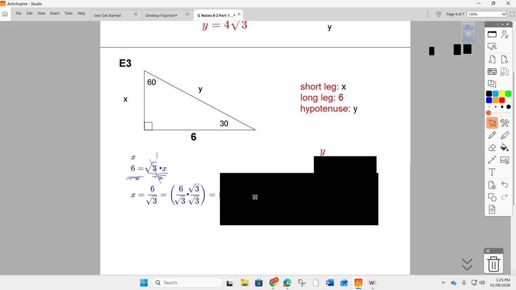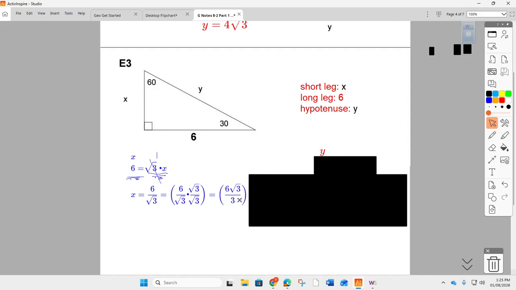So when you multiply the top, 6 times the square root of 3 is 6 square root of 3. But you'll notice on the bottom, I have just 3. Why do I have just 3? Well, they don't cancel. But if you multiply the square root of 3 times the square root of 3, you get the square root of 9. Do you guys remember that from algebra? What is the square root of 9? 3. So that's how that is simplified to 3. The square root of 3 times the square root of 3 is the square root of 9, which simplifies to 3.